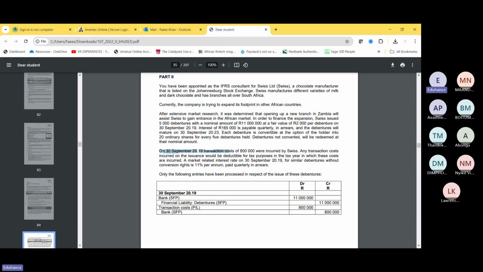This is deductible for tax purposes. Why? From SARS's perspective, you are issuing debt. Because you're issuing debt to fund operations, you're doing an expansion, it's in the ordinary course of income in trade. So therefore, it will classify as being deductible. They're just telling you that.